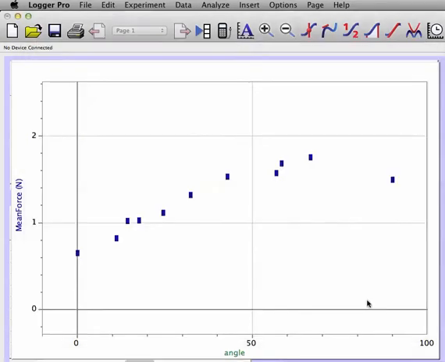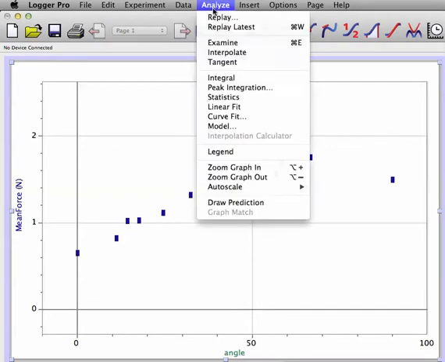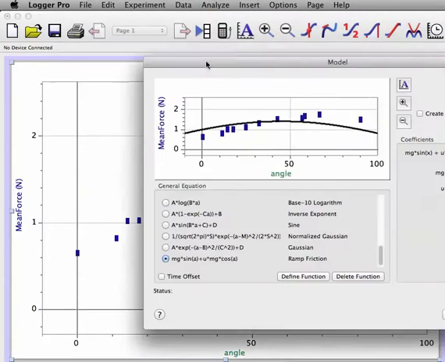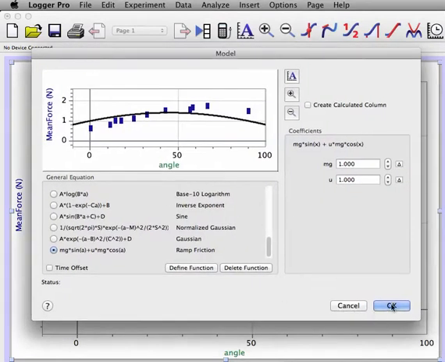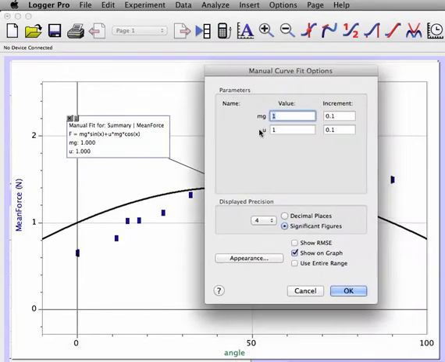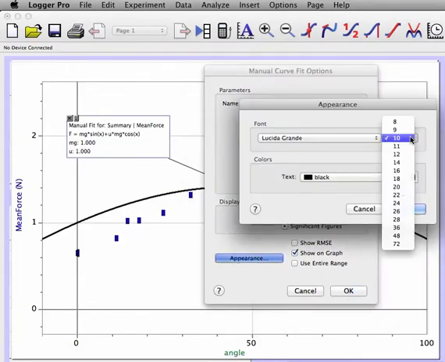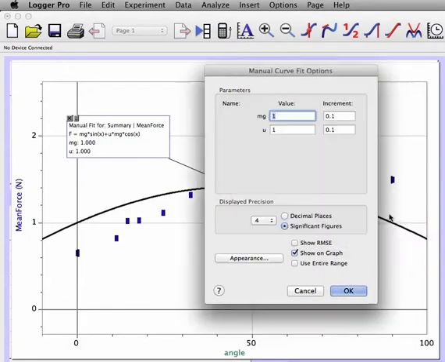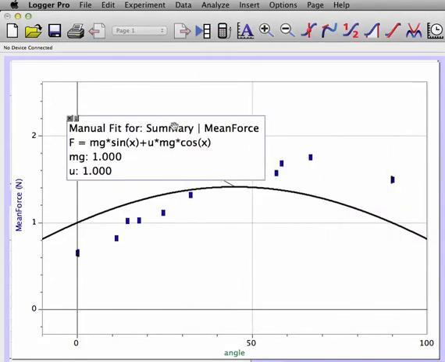Sorry about that. Let me try this again. Click on the graph. There we go. Now it should load onto the correct graph. That looks a little better. And I'm just going to go ahead and accept that and make this so you can see it a little bit better.